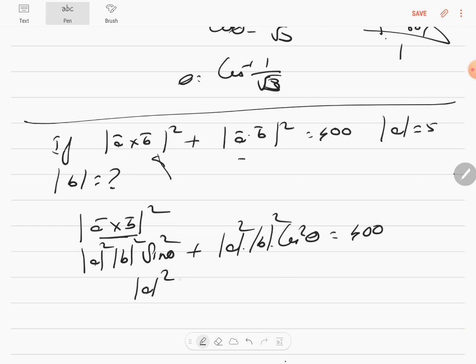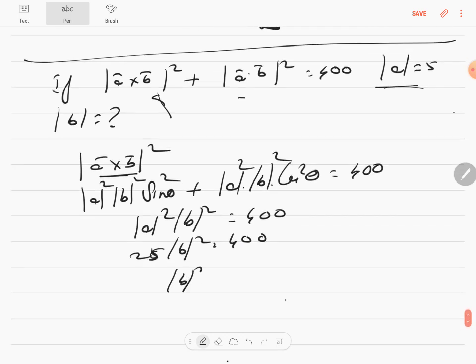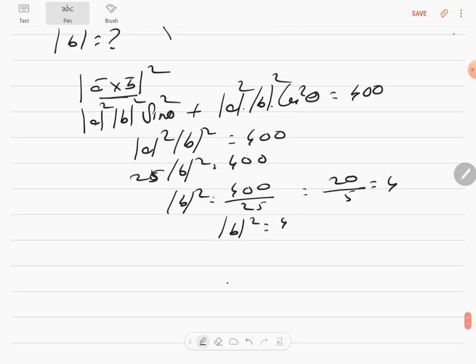So magnitude of A whole square into magnitude of B square into sin square theta plus cos square theta common is equal to 400, where magnitude of A itself is 5. 25 B square is equal to 400. Correct? So magnitude of B square is 400 by 25, which can be directly written as 20 by 5, which is nothing but 4. Magnitude of B is equal to 4 because you are rooting it.